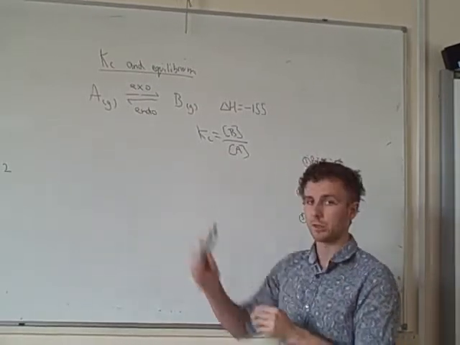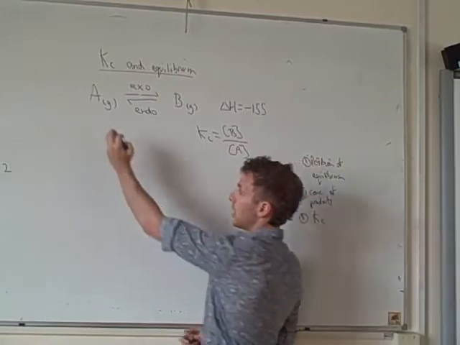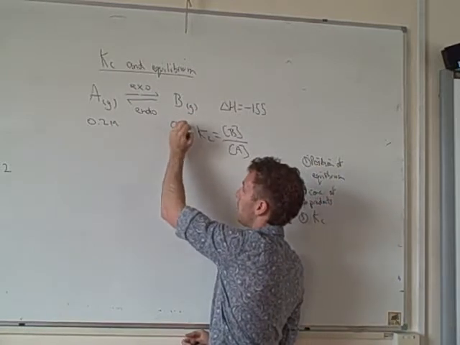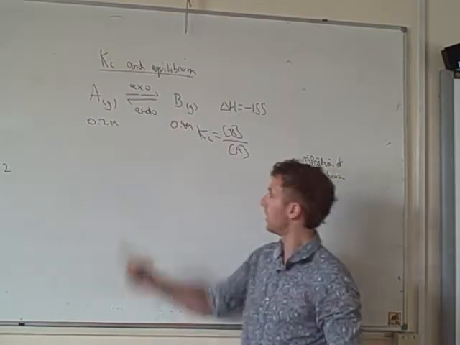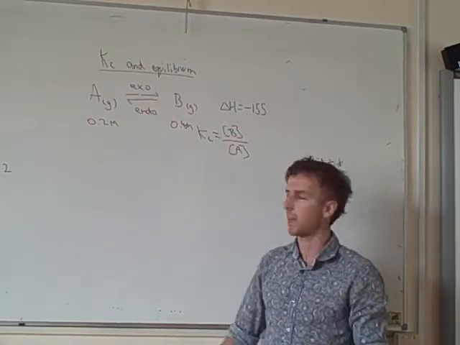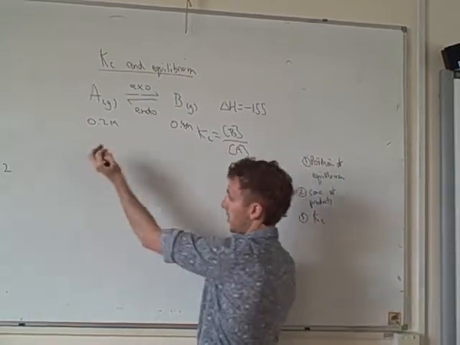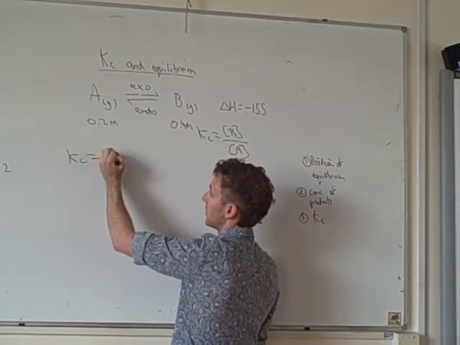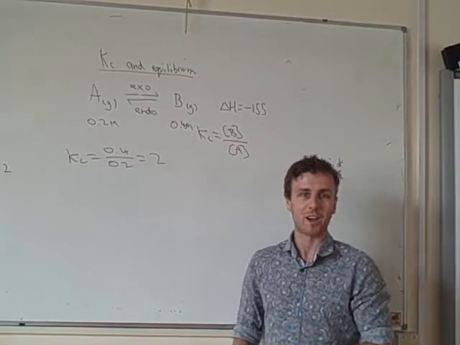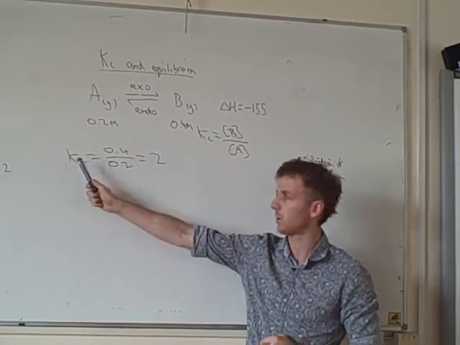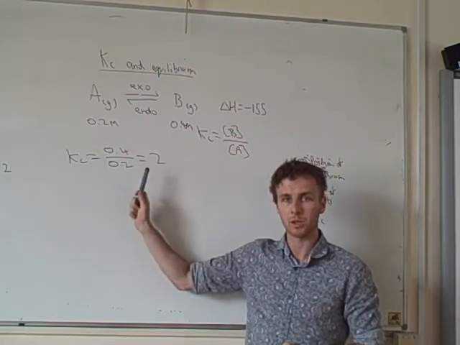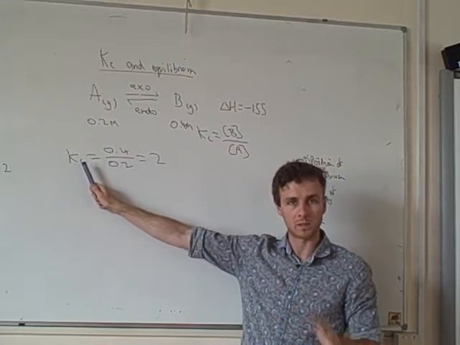However, let's talk about concentration. Let's imagine I have a concentration of 0.2 moles per decimeter cubed A and 0.4 moles per decimeter cubed B. Popping this into my Kc expression, and this is at dynamic equilibrium at a certain temperature, let's say 25 degrees C, that's going to be 0.4 over 0.2, which is going to equal 2. So at 25 degrees C, the Kc, the equilibrium constant for this reaction, is 2. Okay? At that temperature, this Kc will always be 2.